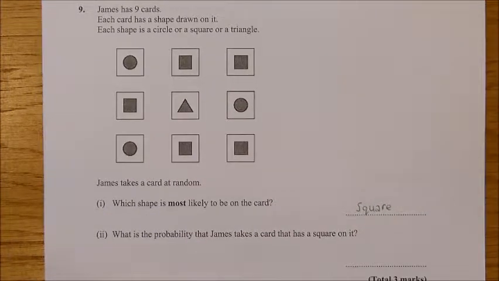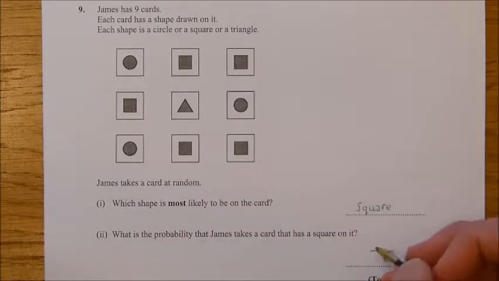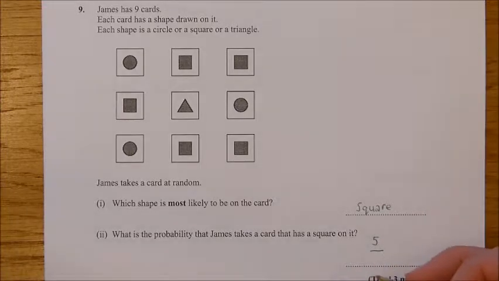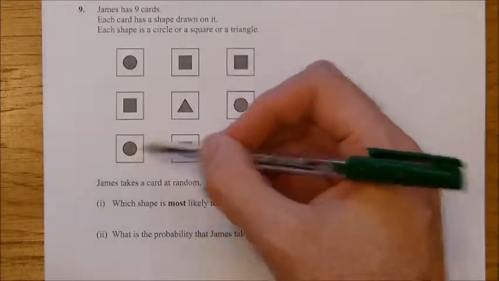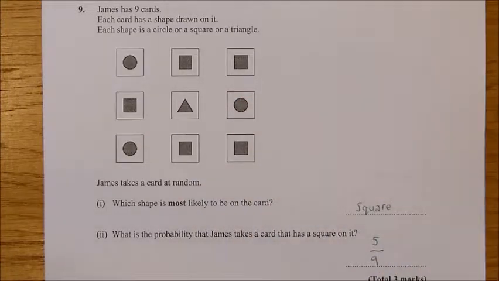What's the probability that James takes a card that has a square on it? Well, we're going to write that probability as a fraction. On the top is going to be how many of what we want. So we want to know how many squares there were. There were 5. On the bottom of that fraction is going to be how many options there were altogether, and that is 9. So my answer here is 5/9. You get 1 mark for the square and 2 marks for the answer 5/9.